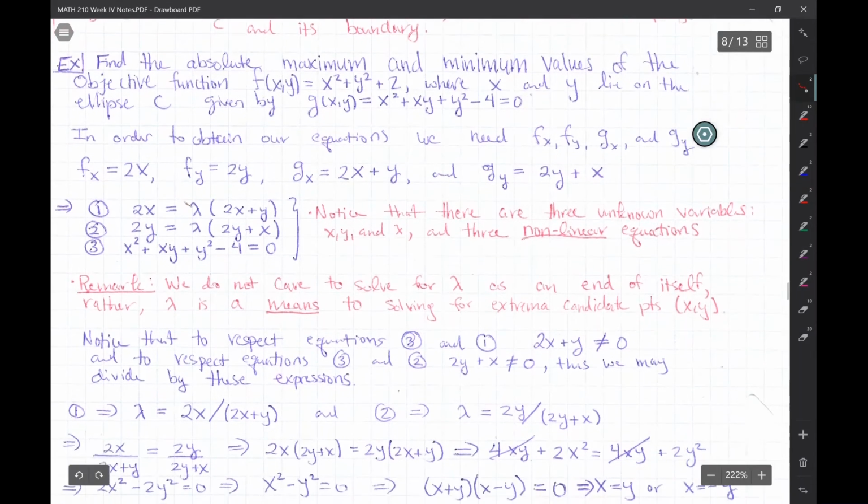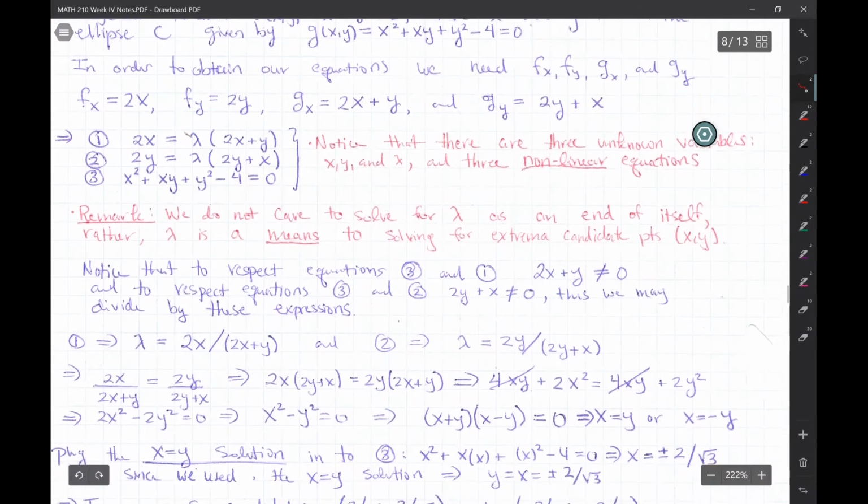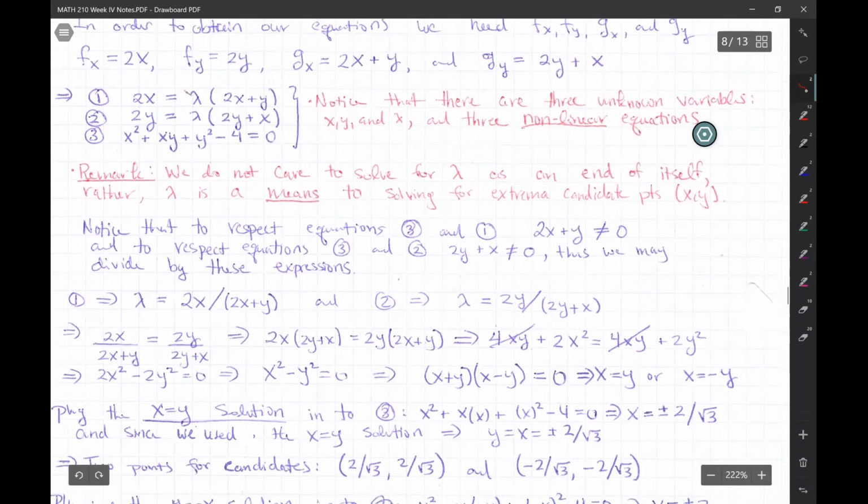But there are some guidelines for solving these three equations. Since lambda is a means and not an end, what we could do is try to eliminate lambda early on. We could do it in this example by noting that 2x plus y cannot be equal to 0 and satisfy all three of these equations. If it were 0, then x would equal 0, which means y would have to equal 0, but that would not work with equation 3.